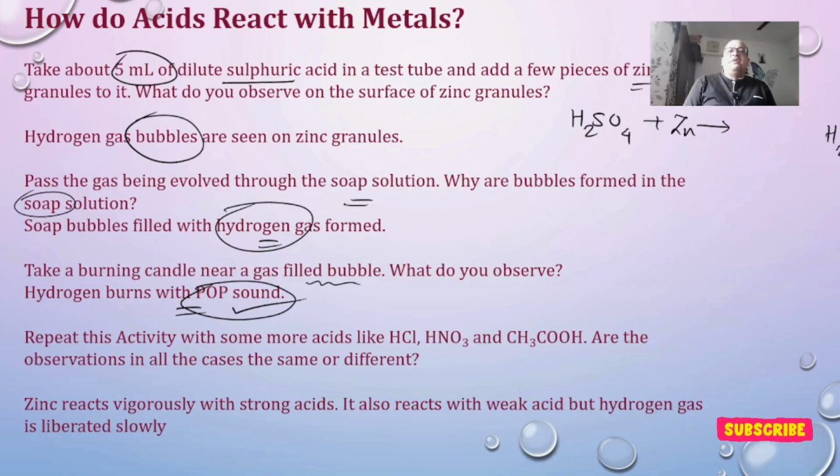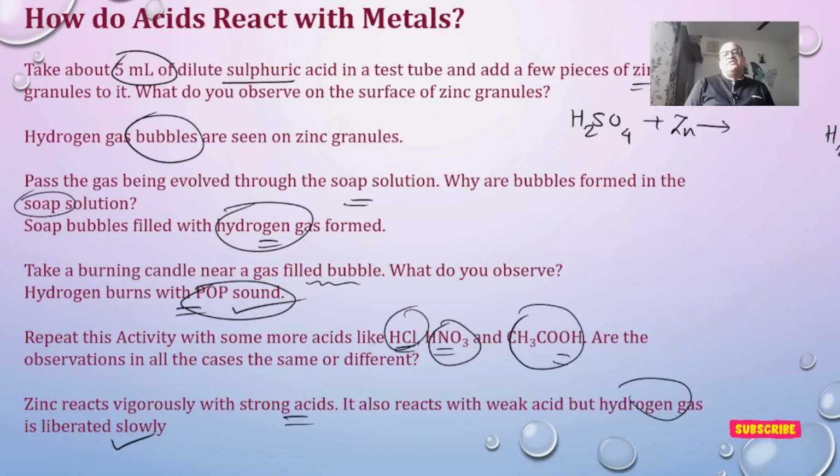If we repeat this activity for hydrochloric acid, nitric acid or acetic acid, what are we going to observe? We are going to observe that zinc reacts vigorously with strong acid. With strong acid, it will react vigorously. It also reacts with weak acid. So acetic acid is what? It is a weak acid. But the hydrogen gas is liberated very slowly. So hydrogen gas is liberated slowly in this case.